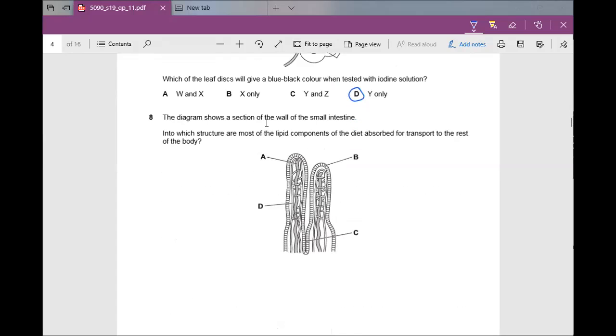Number 8: the diagram shows a section of the wall of the small intestine. Into which structure is most of the lipid component of the diet absorbed for transport to the rest of the body? Here we have two villi. B and C are the labels for the epithelial cells. D is a blood vessel. A is the correct answer. A is the lacteal. It is bigger than the blood vessel. It is responsible for absorbing lipids.